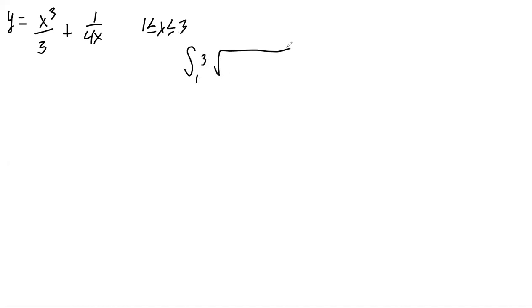So we'll take a look at another one of these, and we're going to find the length of y equals x cubed over 3 plus 1 over 4x, and we have 1 less than or equal to x less than or equal to 3. So if we set up this integral, this is going to be the integral from 1 to 3 of the square root of, y is a function of x, so we're going to have 1 plus (dy/dx) squared, and we have a dx there. And we get our bounds right from that. That's given in the problem.